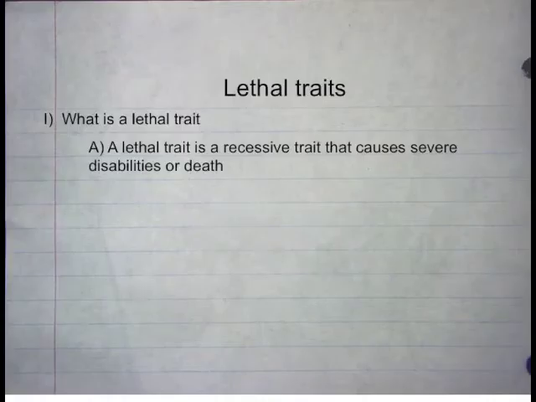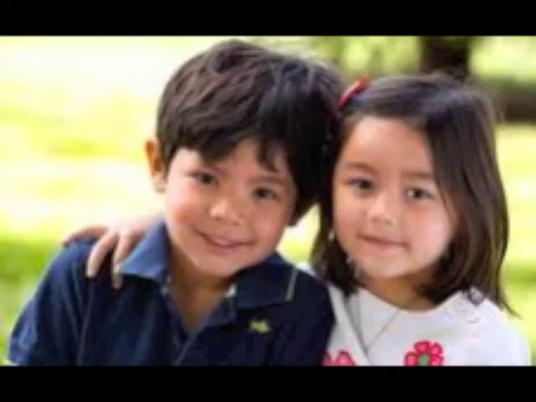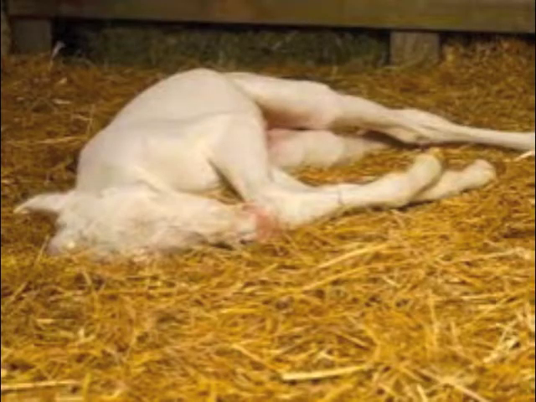Lethal traits. What is a lethal trait? A lethal trait is a recessive trait that causes severe disabilities in organisms. Sometimes it can lead to death. In organisms, all the chromosomes and traits that you have are located within your DNA. Most of the time, they end up creating you with somewhat normal or healthy traits. However, sometimes malfunctions can happen within the chromosomes and can lead to death or severe disabilities.